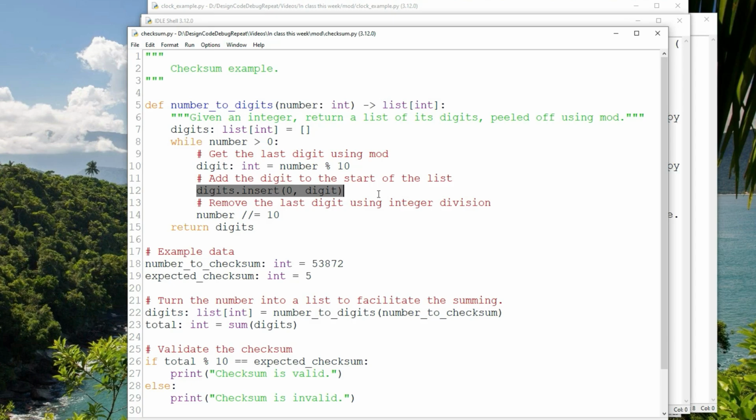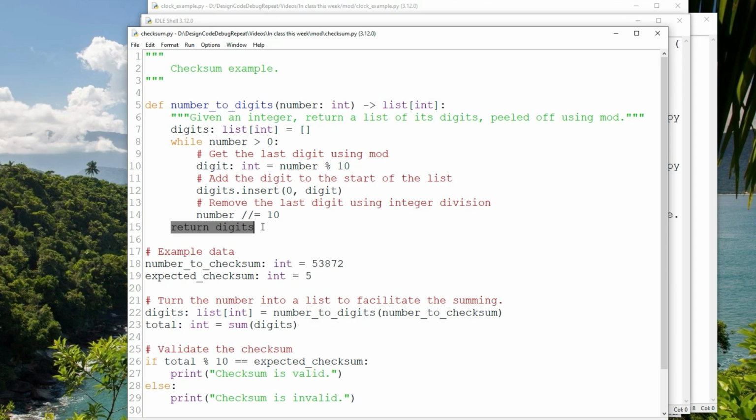It then divides by 10 to remove that digit from the number and continues in a loop until the number is 0. It has no digits left. It then returns the list of digits so we can compute a checksum on them. A checksum is used to validate that data is valid or hasn't been tampered with.